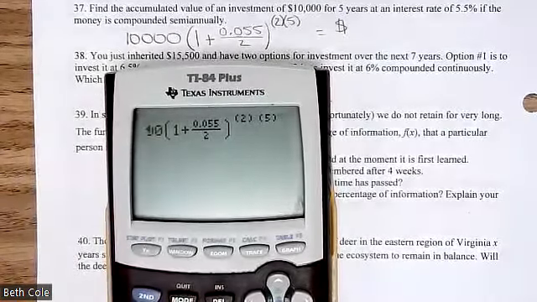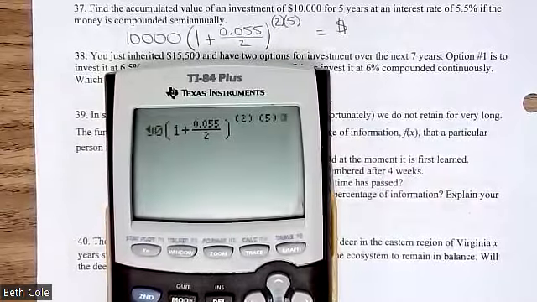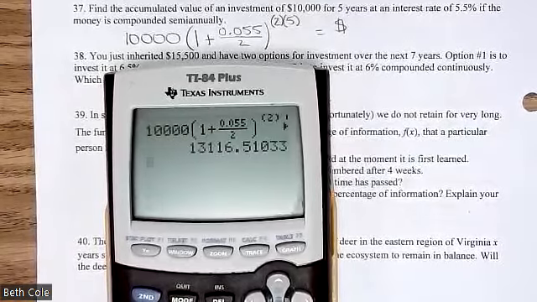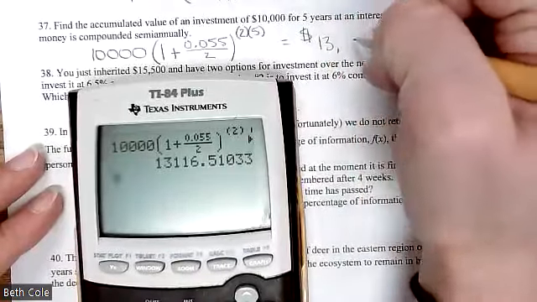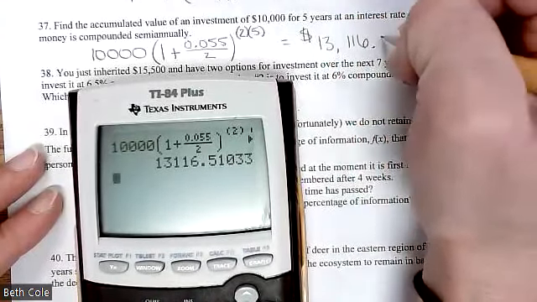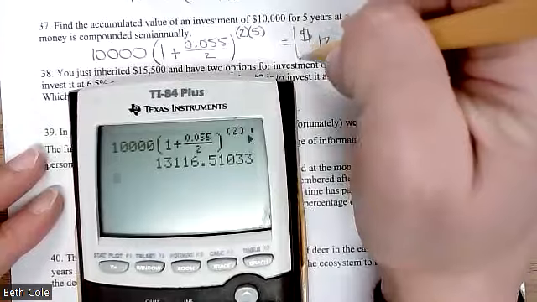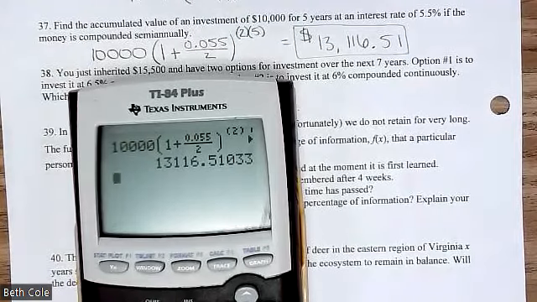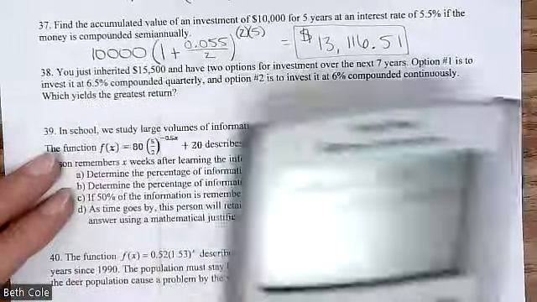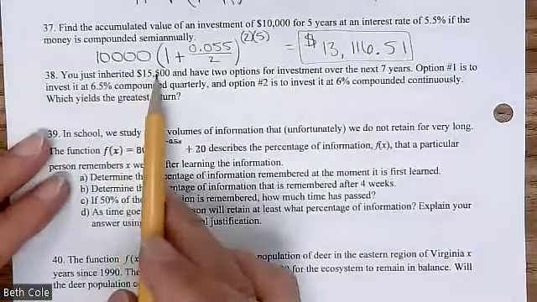Now you should get an answer that's bigger than 10,000, like bigger than what you started with, but it shouldn't be like 45 trillion. You know what I'm saying? So do we get something a little bigger than 10,000? Yeah, $13,116.51. Beautiful. Now that's if you had $10,000 that you didn't know what to do with and you stuck it in a bank account.